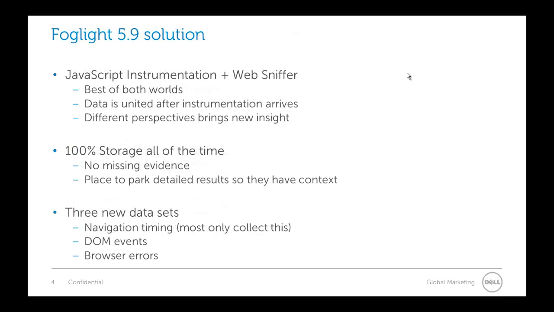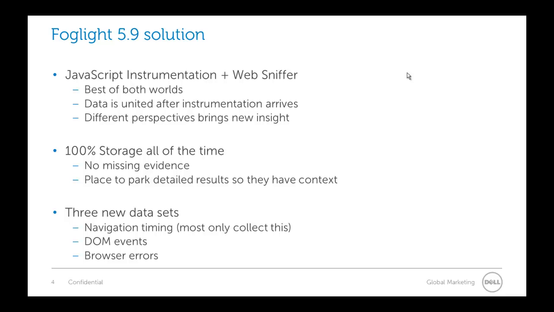So we're very excited in Foglight 5.9 because it's the first time we're bringing this information together for you in one interface. So we give you Java instrumentation details in addition to all of the web sniffer information we have. With the web sniffer we're capturing everything, so we give you the best of both worlds and we unite that data together. The single data sets, the JavaScript information or the web sniffer information alone, is good data and it gives you some information, but really the uniting of the two is what gives you this new insight that I'm going to show you very shortly.